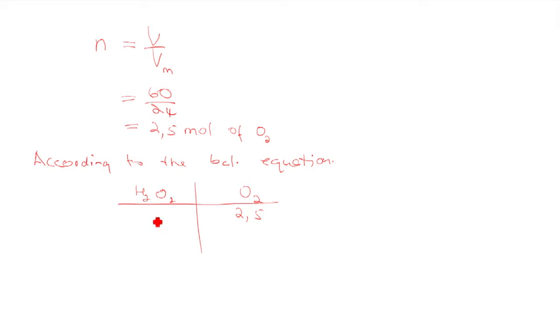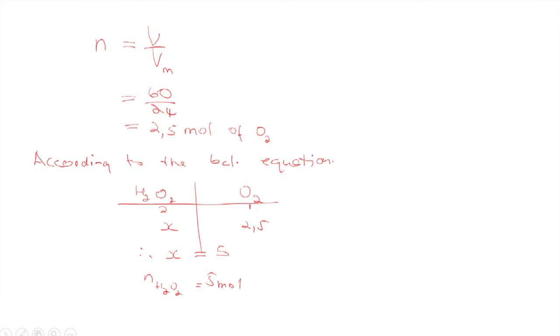And then this, before that, according to the balanced equation, we said this is 2 is to 1. So therefore, 2,5 is to x. So cross multiplication, it means x will be equal to 2 times that. We've got 5. So the number of moles for H2O2 will therefore be 5 moles.